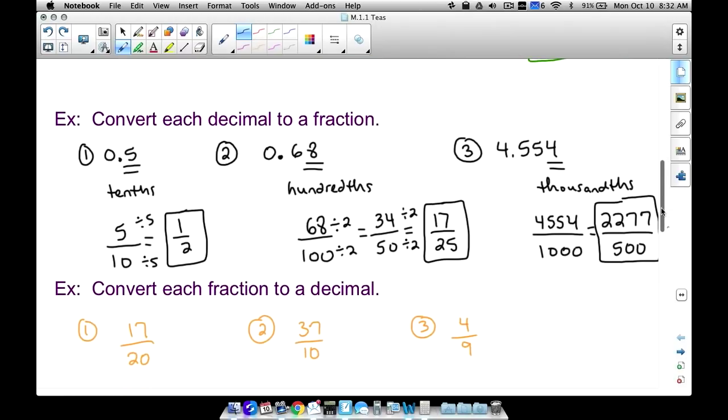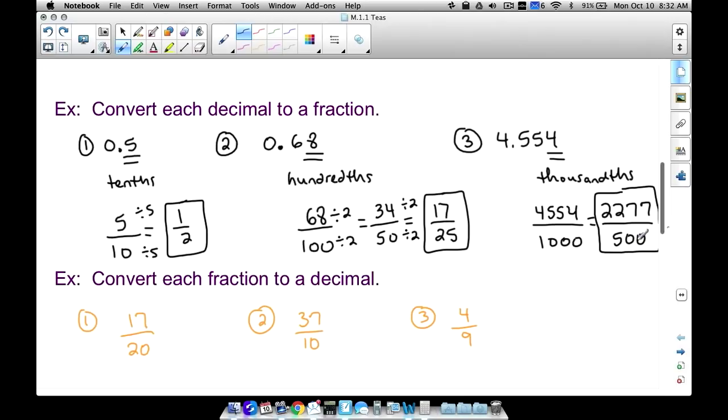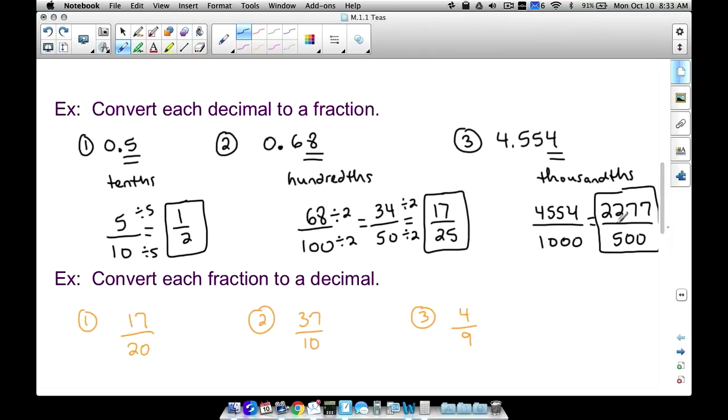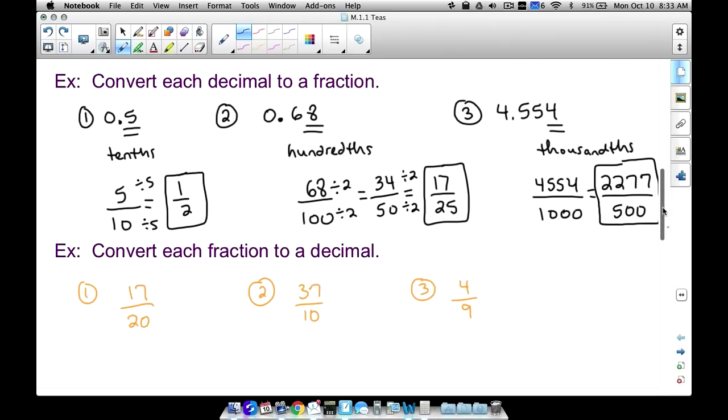We can't divide by 3. I'll go ahead and throw the secret to 3 out there. If you add up each individual digit in a number, 2 plus 2 is 4, 4 plus 7 is 11, 11 plus 7 is 18. Notice 18, I added up each individual digit. 18 is divisible by 3, so we can take 2277, we can also divide it by 3, and notice we do get a whole number. However, look at 5 plus 0 plus 0. 5 plus 0 plus 0 is 5. 500 is not divisible by 3. Notice we do get a funky decimal there. So this one right here I think is pretty much simplified, and we can leave it as an improper fraction.